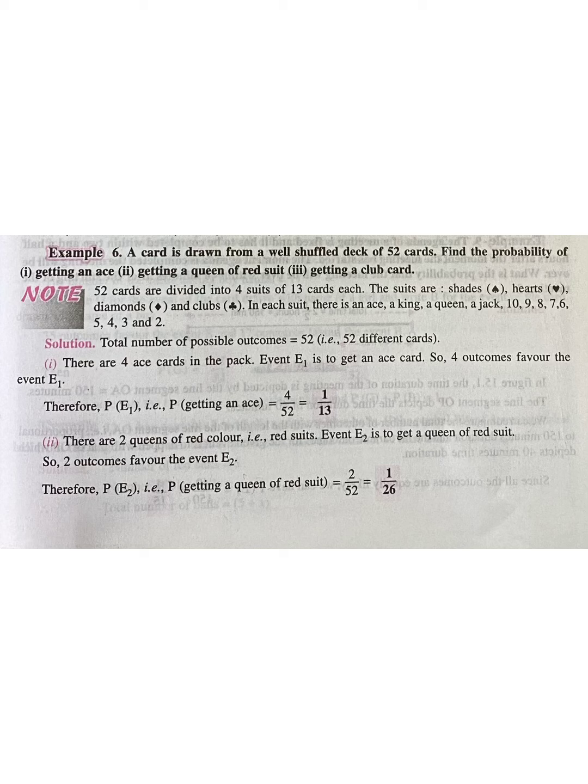Now here you can see that there are 4 suits, and in each suit there is 1 A. So the total number of A's in the pack is 4. So the probability of getting an ace is 4 divided by the total number of cards, that is 4 by 52, is equal to 1 by 13. Second is the probability of getting a queen of red suit. We know that hearts and diamonds are of red color, and in both of them there is a queen. So the total queens of red color are 2. So the probability of getting a queen of red suit is 2 divided by the total number of cards, that is 52, is equal to 1 by 26. Now the next is, we have to find the probability of getting a club card. We know that in a pack there are a total of 13 club cards. So the probability of getting a club card is 13 by 52, that is equal to 1 by 4.